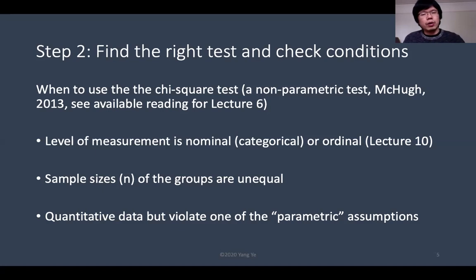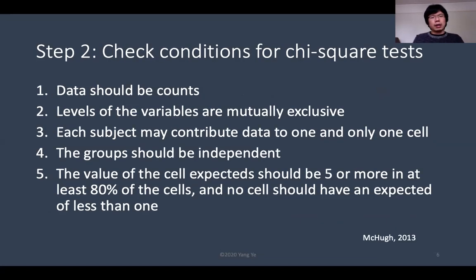Sometimes, if you have quantitative data but one of the parametric assumptions has been violated, which I'm about to show you soon, then you can also turn those quantitative data into nominal data and run a chi-square test, which we know is a non-parametric test. That means you don't need to meet all these parametric assumptions to run the test. So here are the conditions for the chi-square test that I wasn't so sure of in a previous lecture, but now I've checked and it's more clear.